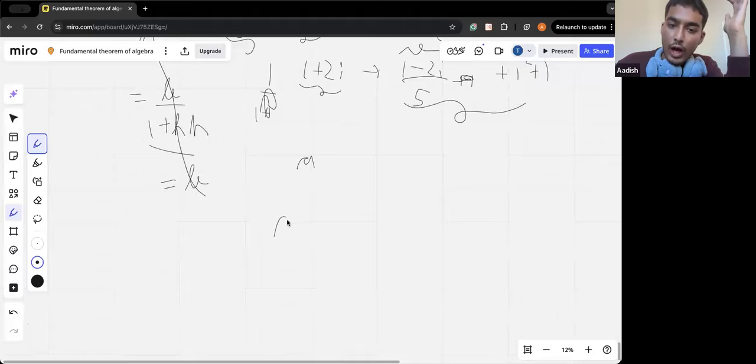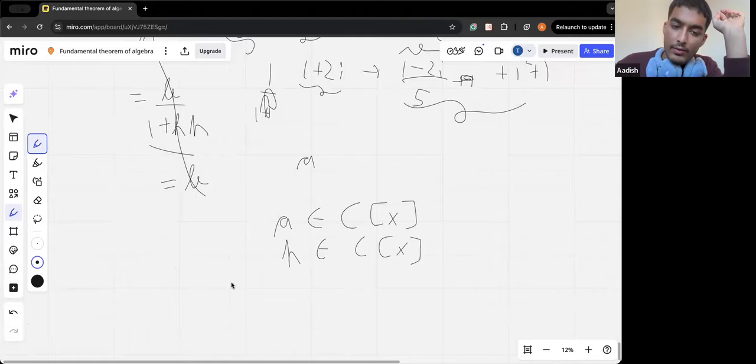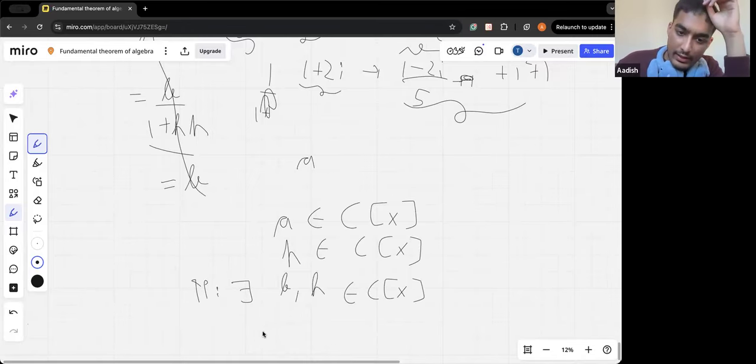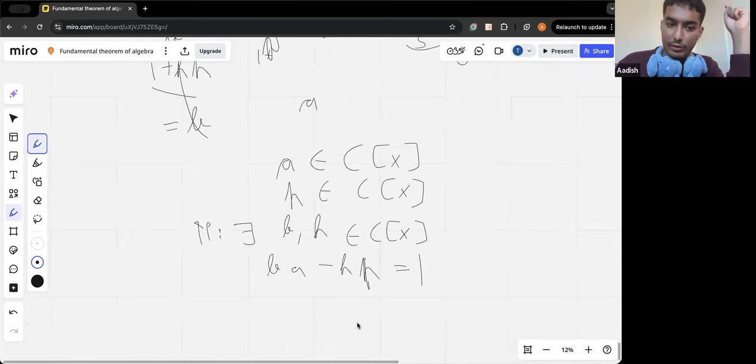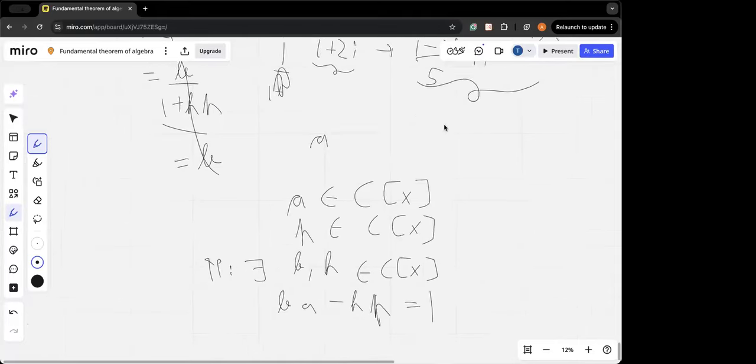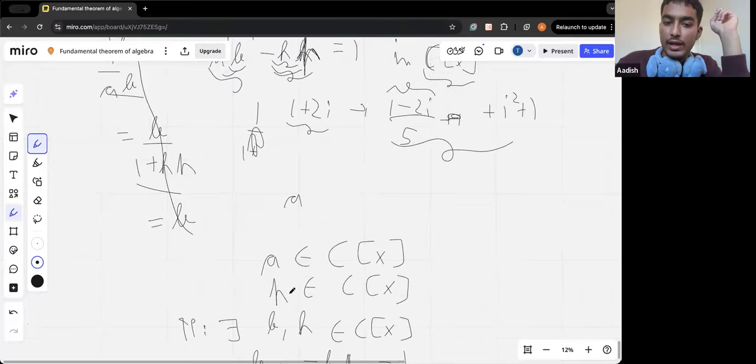So now our statement reduces to proving A is a polynomial in C[x], P is another polynomial in C[x]. We have to prove there exist B and H in C[x] such that B times A minus H times P is 1. This is what we want to prove. One thing: we know 0 doesn't have an inverse. How do we encode the condition that A is not 0?